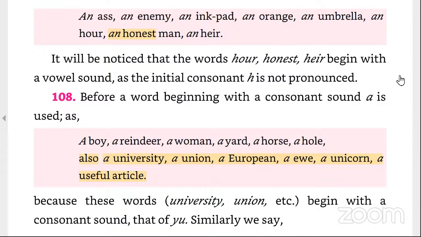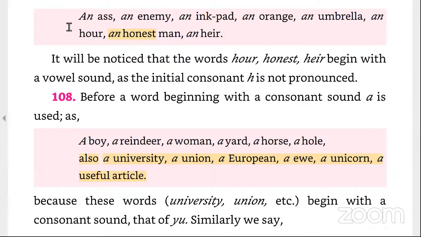So here also we use an, an hour. Although in the case of hour, H is there in the beginning, but the sound is like our. H remains silent. So we use an hour.